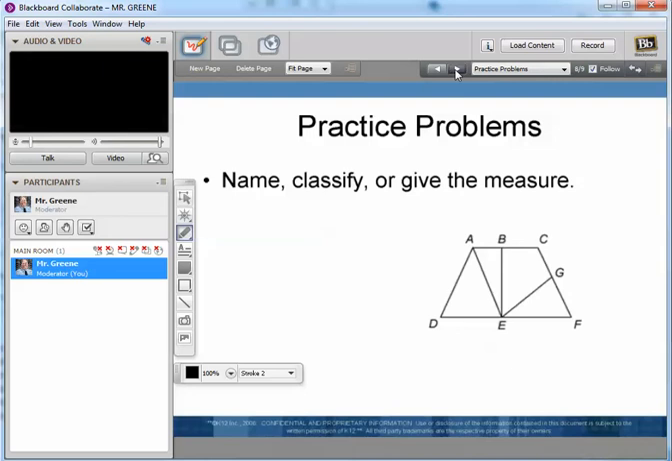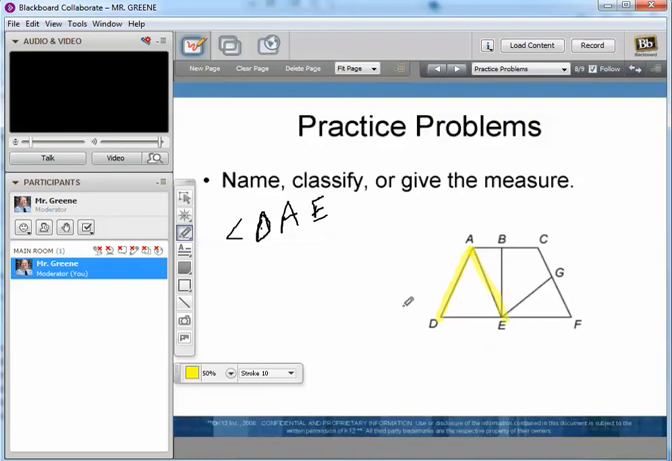Now, here's what the problems look like. They're more difficult, aren't they? If I asked you to identify angle D, A, E, I would expect that you would be able to follow the lines. You start at D, you go to A, which is the vertex, and you go down to E. D, A, E. That simply.